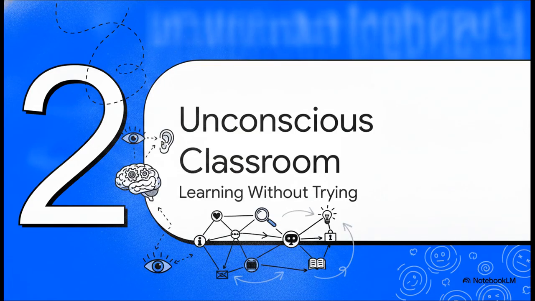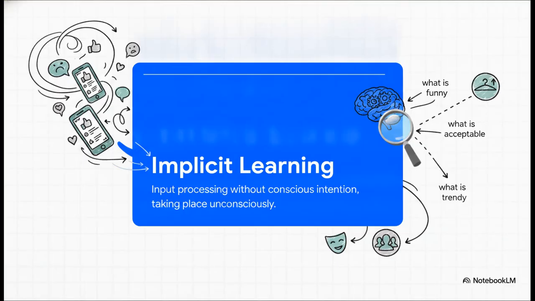Moving right along to Section 2, the unconscious classroom, how we learn without trying. So on these sites, you aren't exactly sitting down to study like you would for, say, a biology exam. Instead, the vast majority of our behavioral shifts happen through what's called implicit learning. This is a process where we process input without any conscious intention whatsoever. It literally takes place entirely unconsciously. We just kind of absorb the rules of society, what's funny, what's socially acceptable, what's trendy, as a completely unintended side product of just mindlessly scrolling through our feeds.